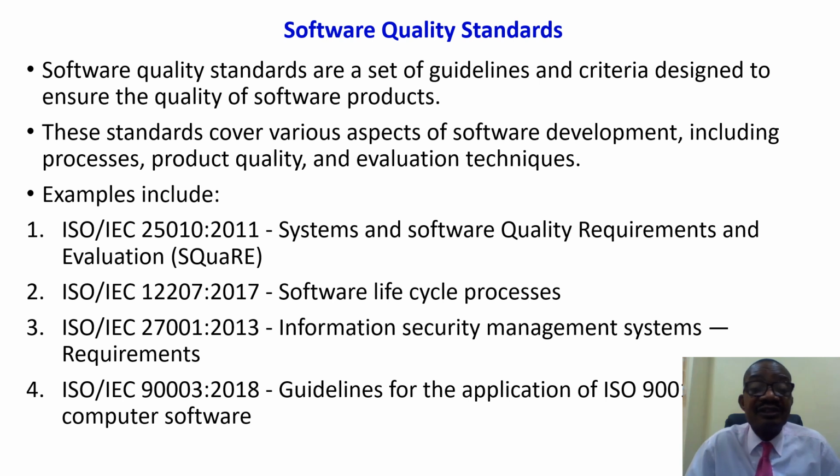ISO 12207, which is the ISO standard that focused on software lifecycle processes. ISO 27001, which was developed in 2013, is specialized in information security management systems. ISO 9003, that was launched in 2018, provides the guideline for ISO 9000 computer software certification.